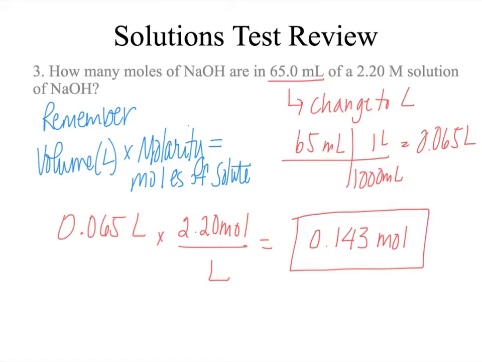All right, so here's the answer to this one. How did you do on this one? A couple of things to make note of. Make sure that you change milliliters to liters. We do that by dividing by 1,000, because remember, there's 1,000 milliliters in 1 liter. And then again, volume times molarity gives you number of moles, and that's all it's asking for in this problem.